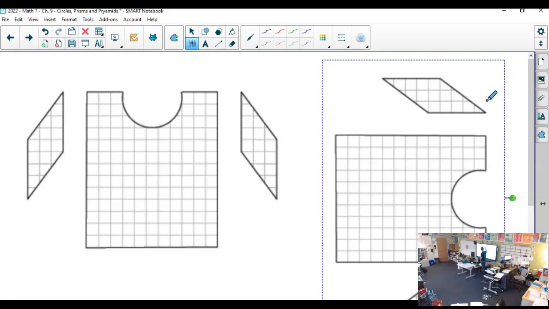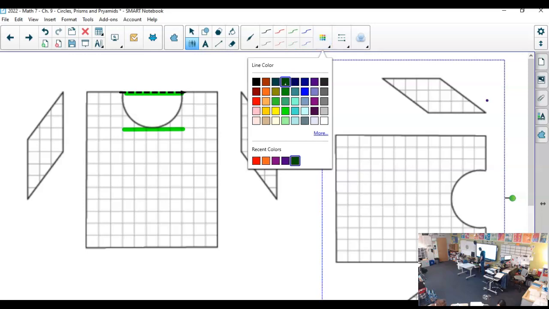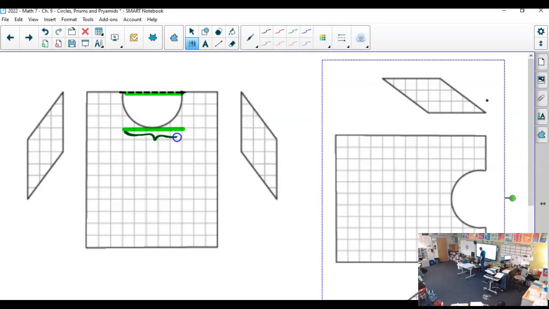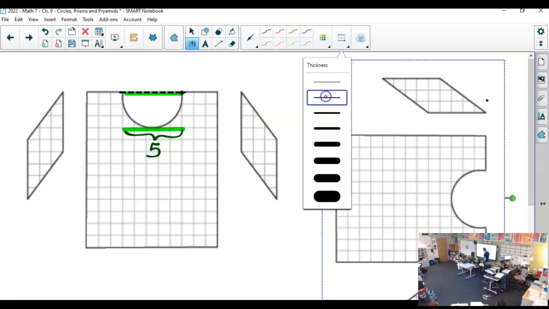All right, go. Have at it. I'm going to be quiet for a couple minutes. Guys, if you don't know what to do, at least label things. Count things and label them.